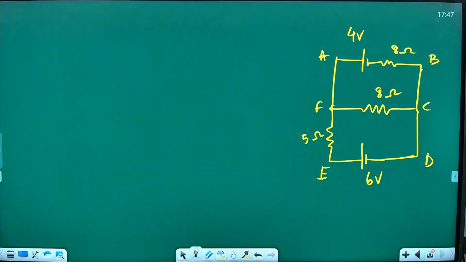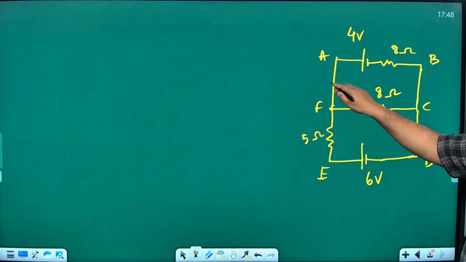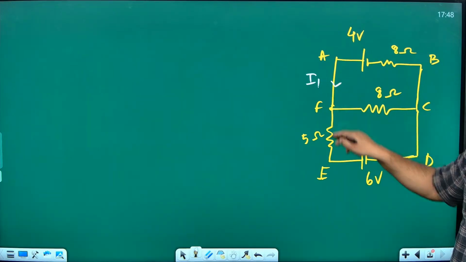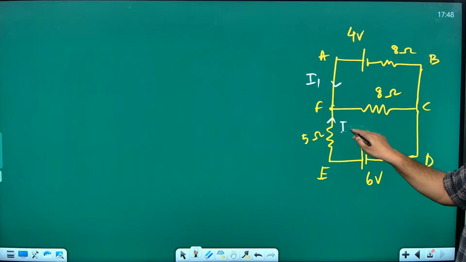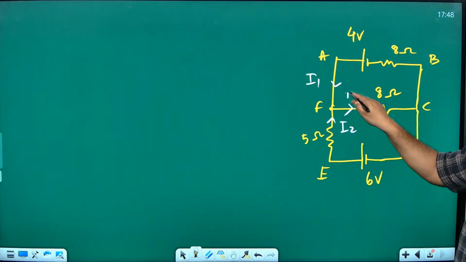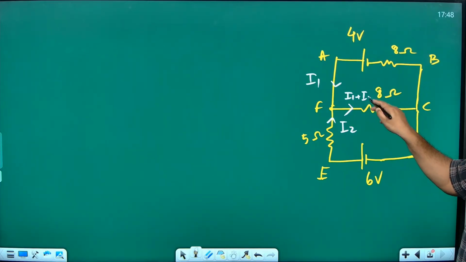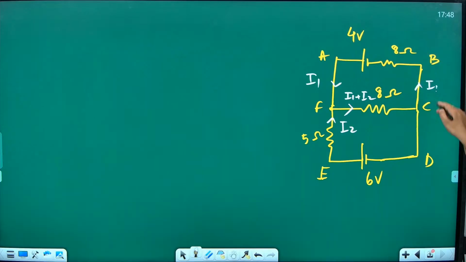I hope you are solving. If I am a student, I will take current like this I1, and from here I will take I2, and I will add both here, it will become I1 plus I2. Once again the I1 goes here and the I2 comes back. Check whether you have done the same thing or something else, that is also fine.